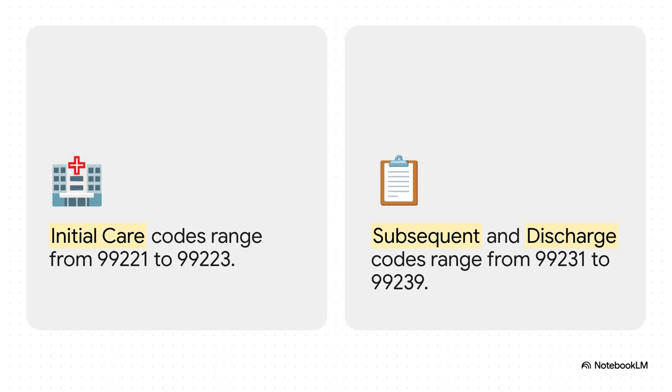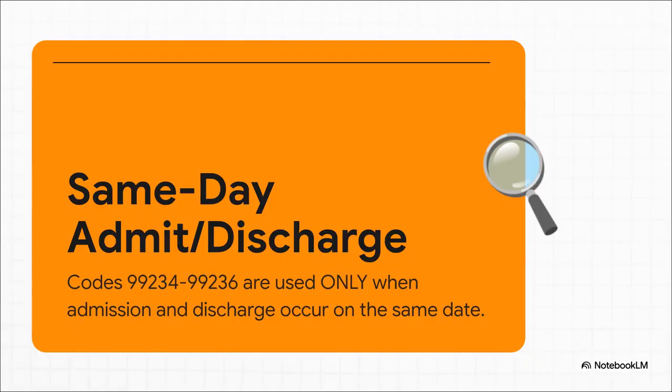Initial admission care, that's 99221 through 99223. For subsequent daily visits, you're looking at 99231 to 99233. And when the patient is finally packing up to go home, you look to those discharge management codes, 99238 and 99239. Now here's a massive exam trap you have to watch out for: the same-day admission and discharge rule.